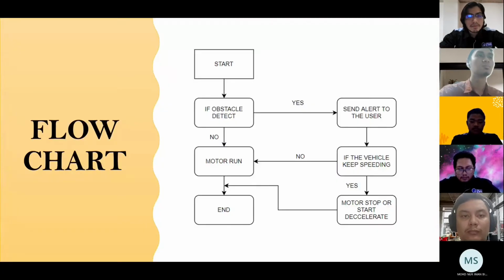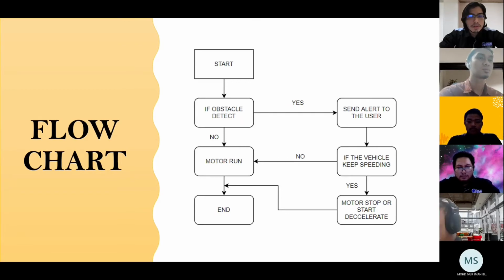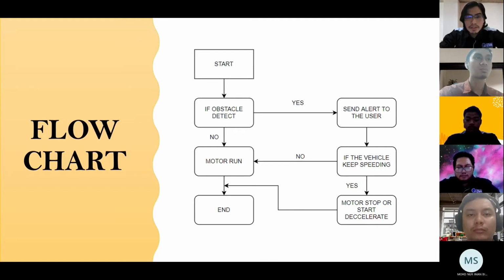Next slide. Now we look at the flowchart. Basically, the flowchart refers to the usage of the sensor. It starts with the detection of an obstacle. If an obstacle is detected in front of the vehicle, the sensor will send an alert to the user. If the vehicle keeps speeding, the motor will stop or start decelerating. Otherwise, if no obstacle is detected, the motor will keep running. Next.